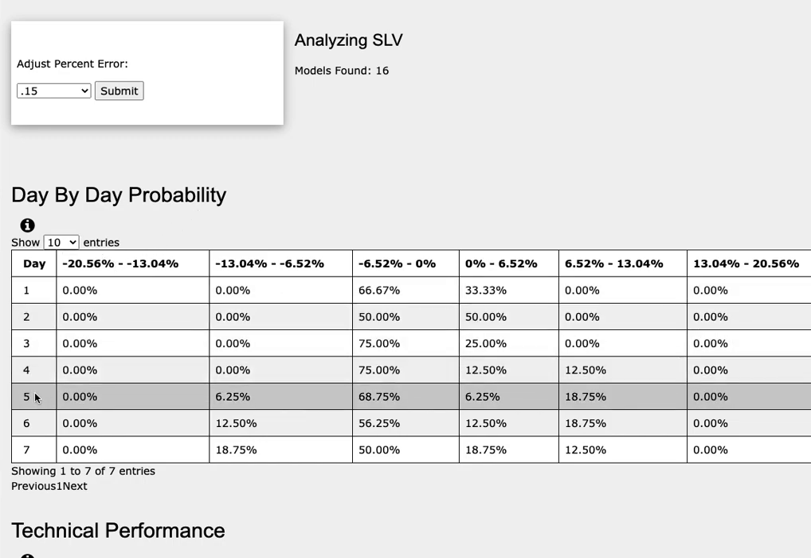As we progress to the 5th day or week of trading, silver futures has a 6% chance to climb between 0 to 6.5%, and 19% chance to climb between 6.5 to 13%. To the downside, it has a 69% chance to fall between 0 to negative 6.5%, and a 6% chance to fall between negative 6.5 to negative 13%.